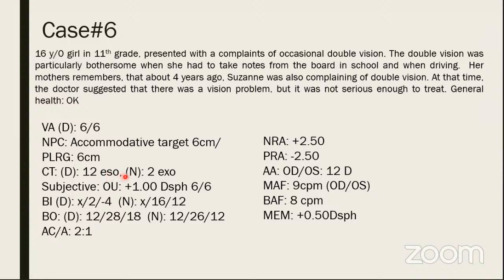Okay, the Bayesian value is poor, but you can see the Bayesian value is good at near, but the distance Bayesian is very poor. So this is a case of divergence insufficiency. Okay, so what would be the treatment? Your treatment plan for this patient? Okay, of course I can see a response prism and VT. Yes, prism, as we discussed. Okay, the prism is a mainstay of initial treatment in the patient with divergence insufficiency.